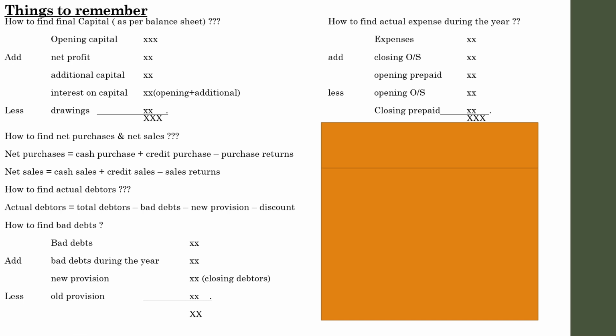That is the concept with regard to opening outstanding and closing outstanding. I hope you have understood the concept. Think like that. Any item that belongs to that period will be added, otherwise it will be deducted. That is the concept with regard to expenses, especially outstanding and prepaid.